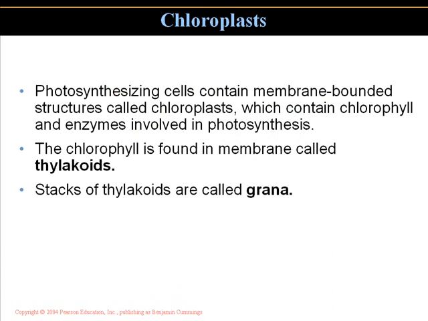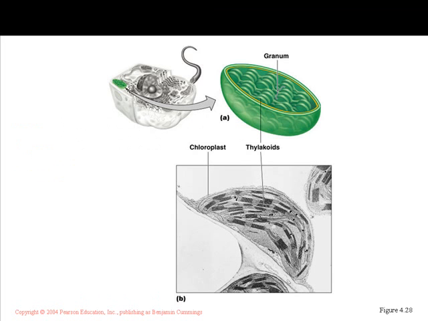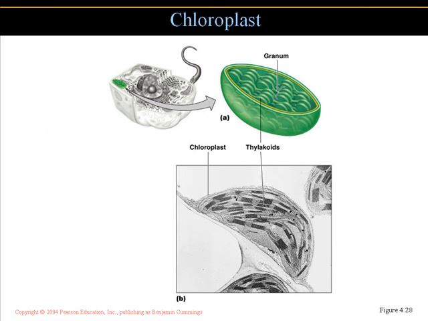Chloroplasts. Photosynthesizing cells contain membrane-bound structures called chloroplasts, which contain chlorophyll and enzymes involved in photosynthesis. Note, they contain both chlorophyll and the enzymes involved in photosynthesis. Chlorophyll is found in membranes called thylakoids, which we referred to earlier. Stacks of thylakoids are called grana. This is a cell with the granum.